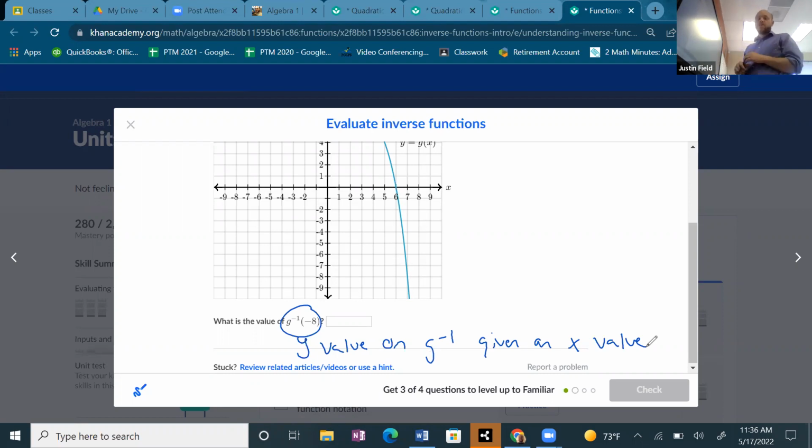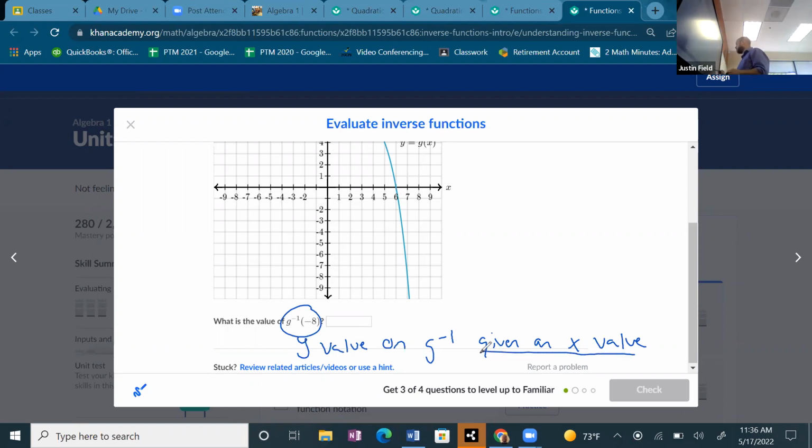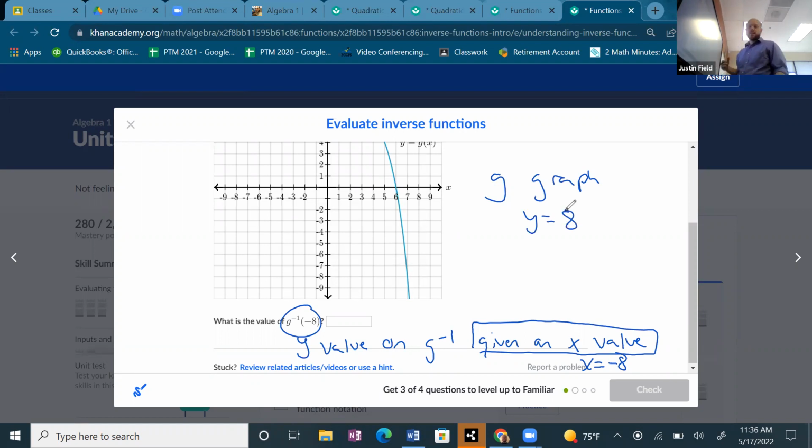Okay, so if they gave us an x value on the inverse graph, then on the g graph, that is a y value on the g graph, right? Because the x values on the inverse graph are the y values on the regular graph, and the y values on the regular graph are the x values on the inverse graph. They're switched. All right, so let's go to where y equals -8.